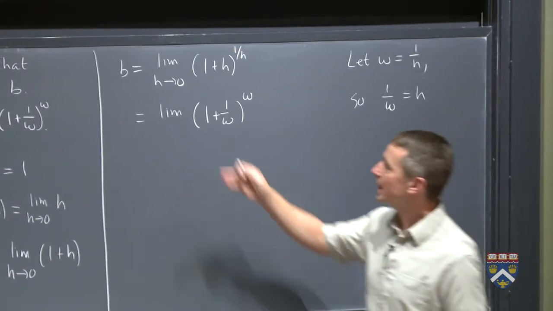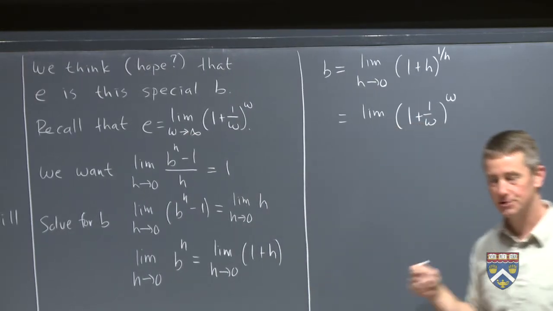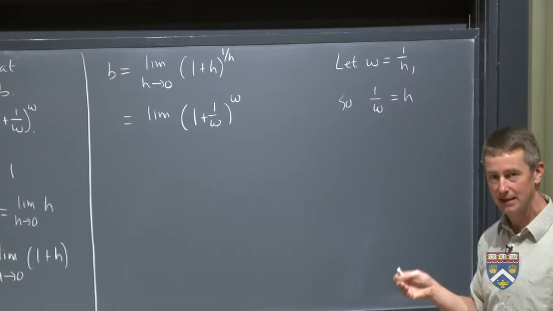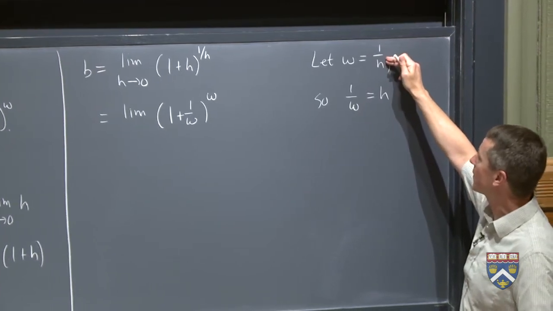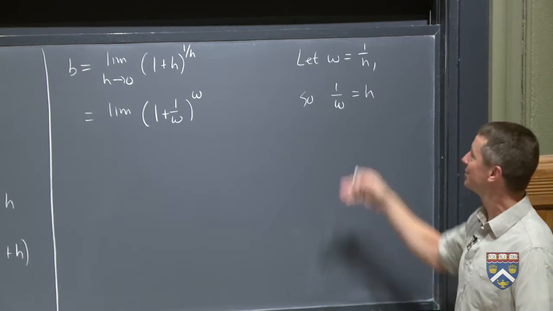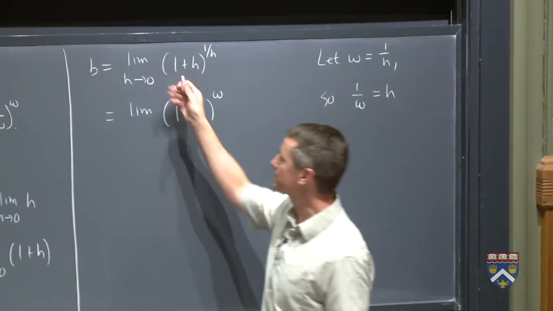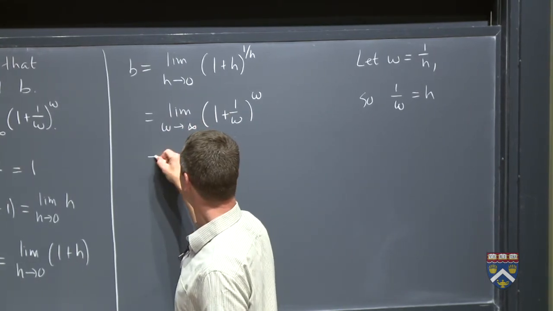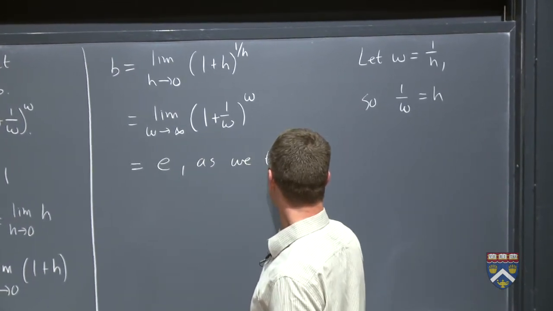The only trouble is here we have h going to 0 where we wish we had w going to infinity. So let's see if for this particular choice of w, when h goes to 0, does w go to infinity? If you plug in a tiny, tiny value for h, like 1 over 0.00001, what's going to happen to w? w is going to get very, very big. So as h goes to 0, it is true that w goes to infinity. So this is, in fact, e, as we thought.